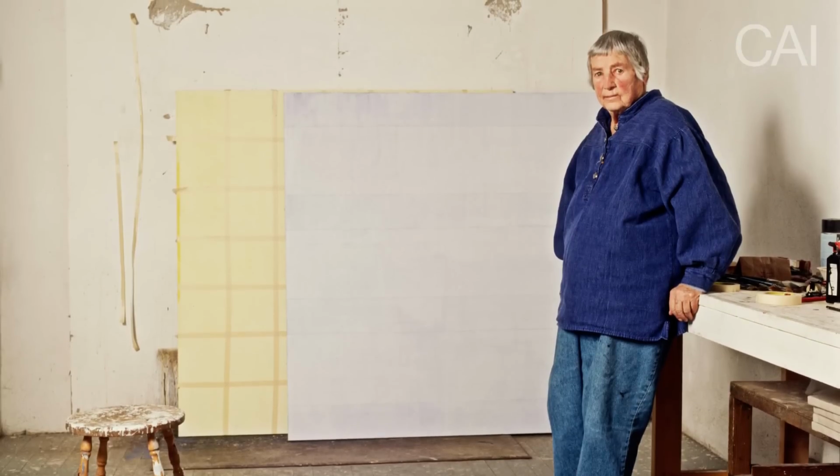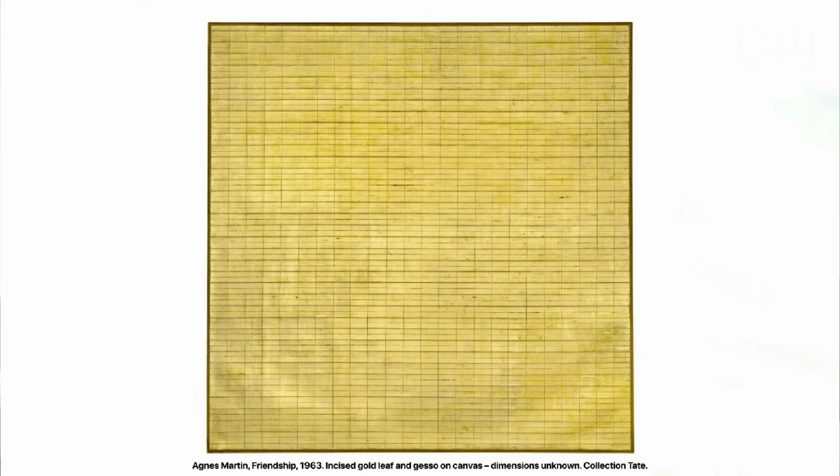Agnes Martin's intricate fine-lined grids, bands and blocks of muted color convey the artist's lifelong search for serenity and sublime beauty. The late painter drew her singular style from influences that range from abstract expressionism and minimalism to Zen Buddhism and American transcendentalism.